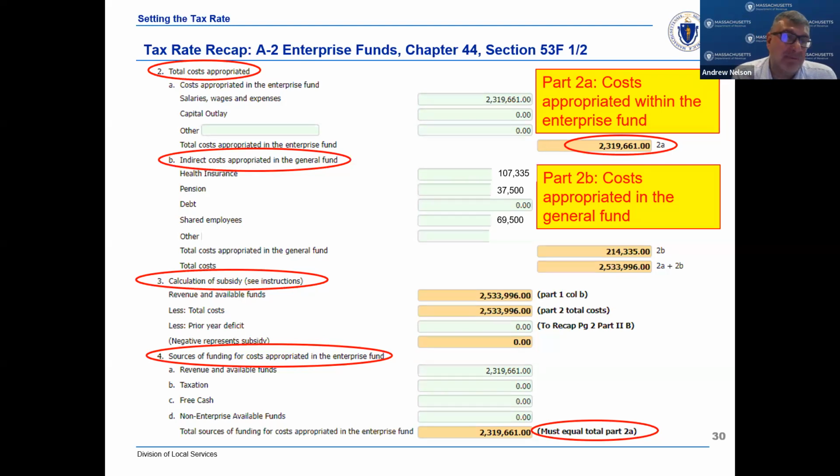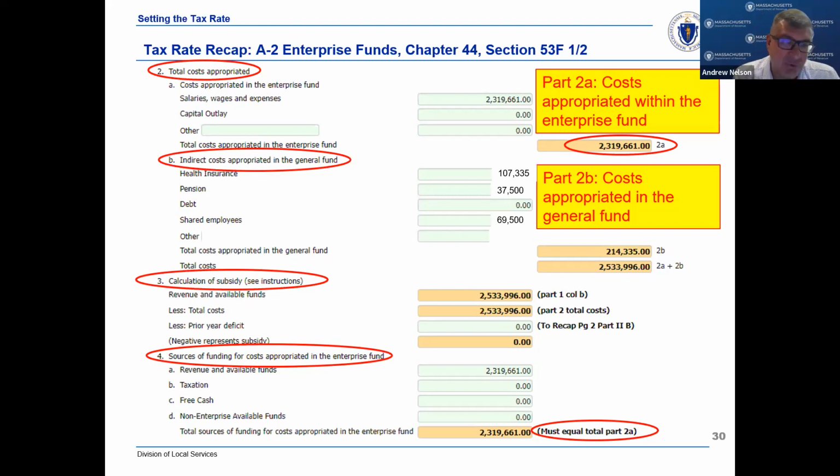The most common being your salaries and wages. If you had any capital outlay, it would be there. There's a line for other if you need it. Part B is your indirect costs. These are things appropriated in the general fund that the enterprise fund is going to pay for. Your employees that work on the enterprise fund are going to have health insurance and pension and other. You've got shared employees, the town accountant, the town manager. Some of their salaries can be used as indirect costs in the enterprise fund because they deal with overseeing those and doing work on them.